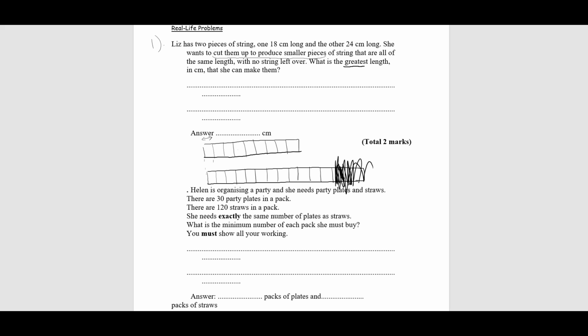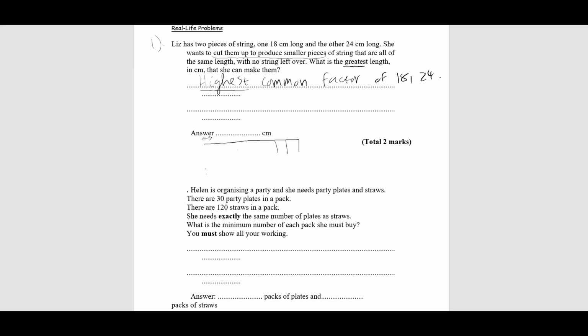But what we need here is the greatest length that she can make them. Because 2 obviously isn't the greatest length, we need the highest or greatest common factor. 2 is a common factor of 18 and 24, but we need the highest common factor of 18 and 24. To do that, we're going to need to consider the factors of 18 and 24, as we did before.